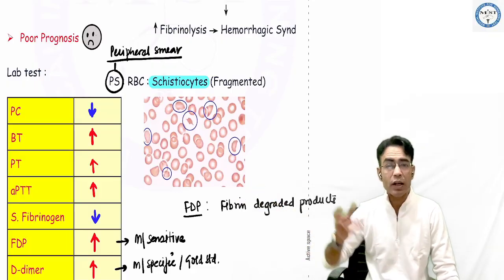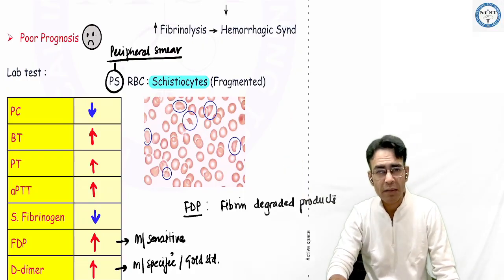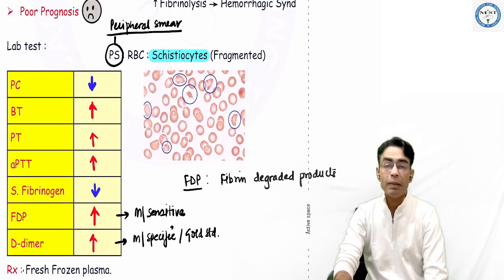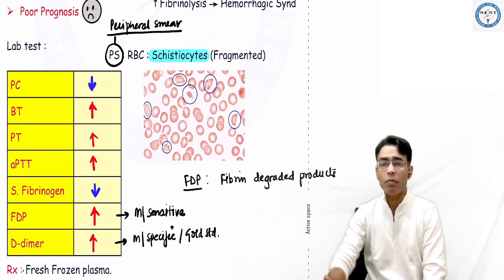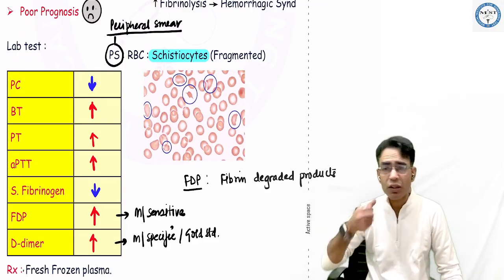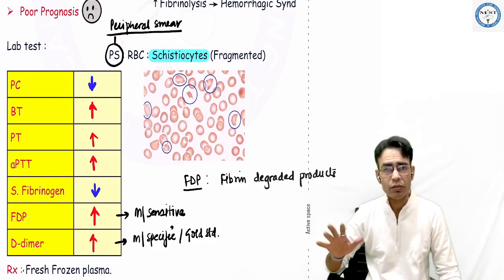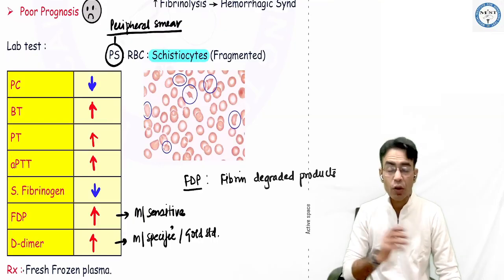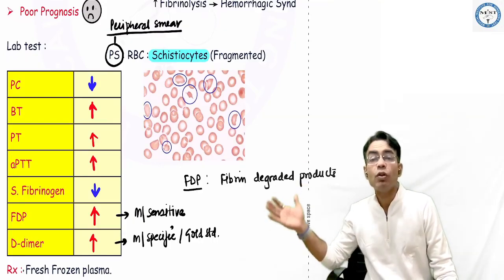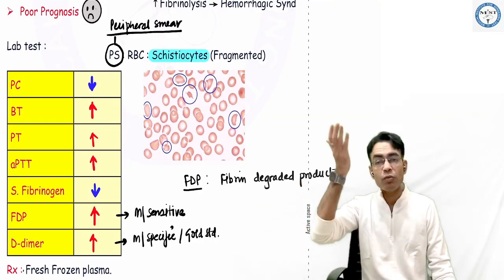So RBCs are getting broken down. You call them schistocytes or fragmented RBCs. Platelet counts will be less, bleeding time more, prothrombin time more, APTT more, because you are consuming everything. Coagulation factors also you are consuming. Serum fibrinogen is less because the entire serum fibrinogen you are converting into fibrin. So fibrinogen is less, fibrin is more.